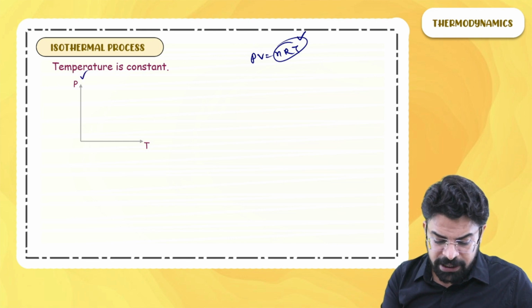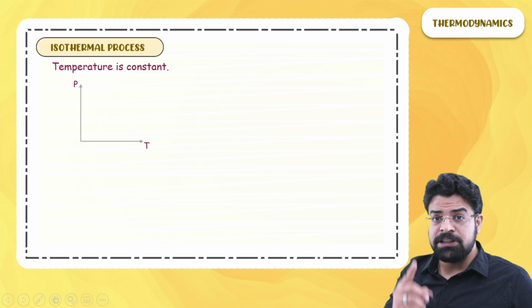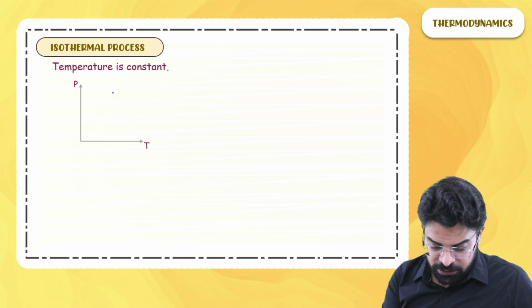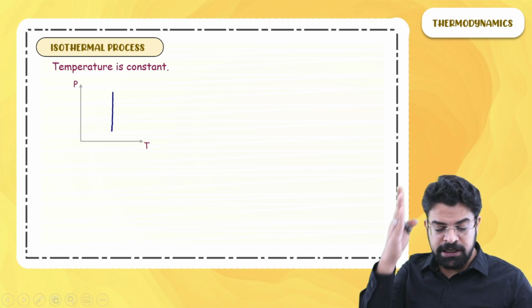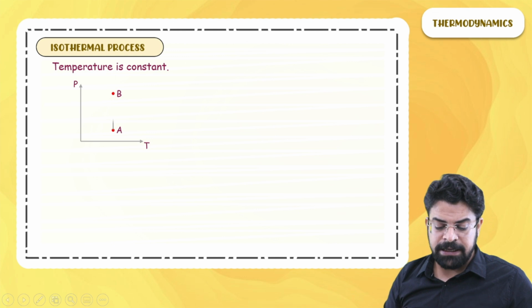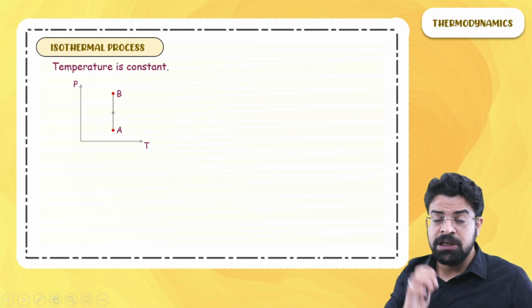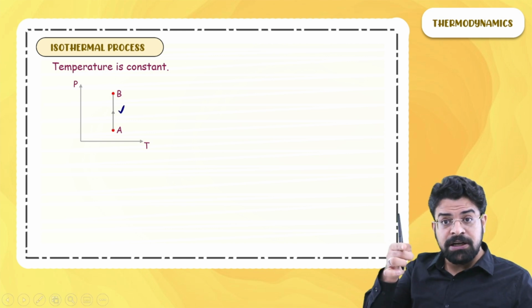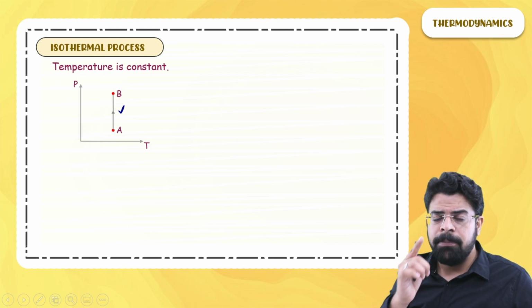If you think of an isothermal process on the PT diagram, temperature has to be constant. So you will get a straight line like this. Temperature won't increase, won't decrease. Let's say we have a process like this going from A to B. This is an isothermal process on the PT diagram. In this process, you can see the pressure is increasing going from A to B. Yes, temperature is constant, pressure is increasing.